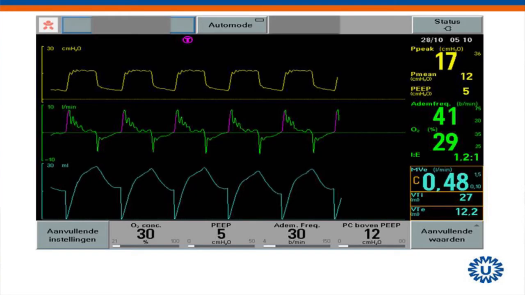What kind of ventilation do we see here? Which mode is this? You can't read it. Is it pressure controlled? Is it pressure or volume? Pressure. Yeah? Why? Assist control. Pressure is constant and flow is decelerating. Is the patient triggering? Yes, the patient is triggering. Why? You see the purple part of the curve. Yeah?